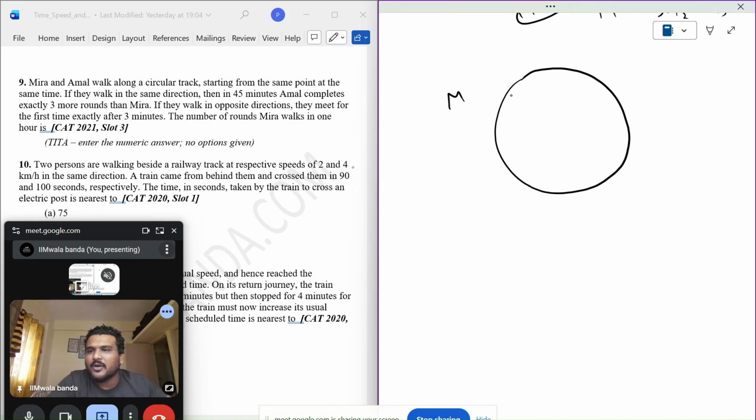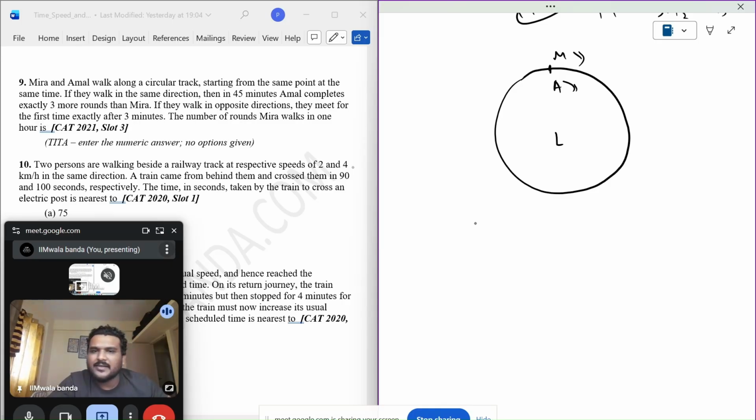M and A walk along a circular track starting from the same point at the same time. If they walk in the same direction, so basically they're just walking around, then in 45 minutes A will complete 3 more rounds than M. Okay, 3 more rounds. Let the total track length be L, and I'll try to solve it assuming that you don't know anything about circular motion. With common logic, let's do it. It is saying that in 45 minutes, A would complete exactly 3 more rounds than M.